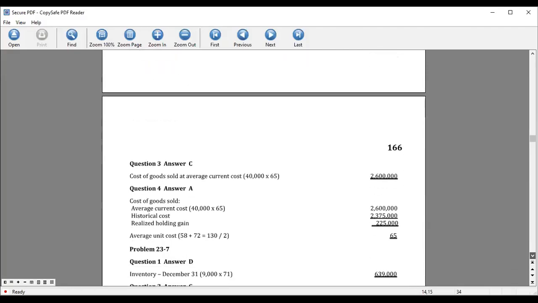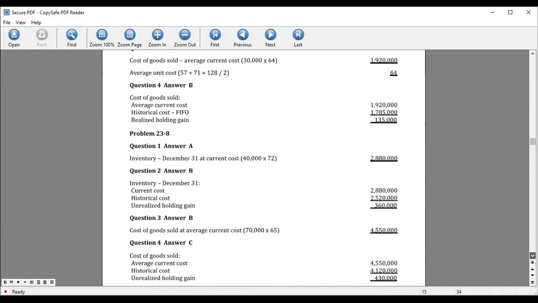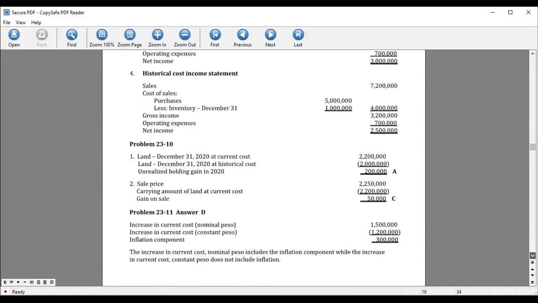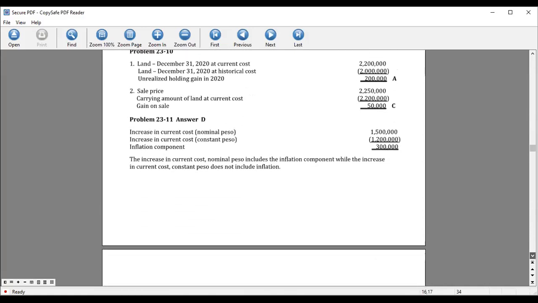Now let's go to the problems at the back of the book. We are going to start with the straight problem, that's 23-12, the only straight problem in the chapter, and then 23-13 is the multiple choice theory. So let's begin with 23-12. The requirement is an income statement and the statement of financial position in accordance with current cost accounting.